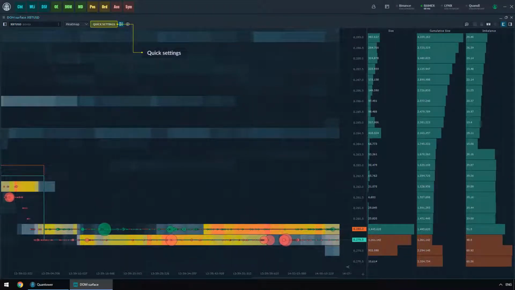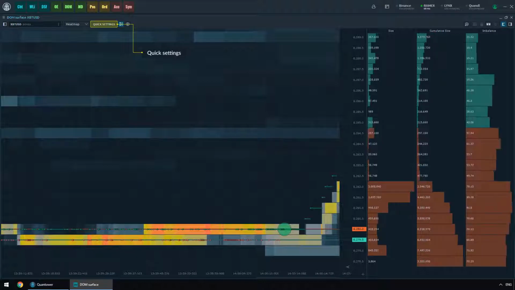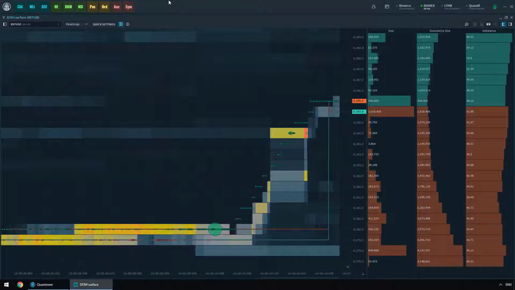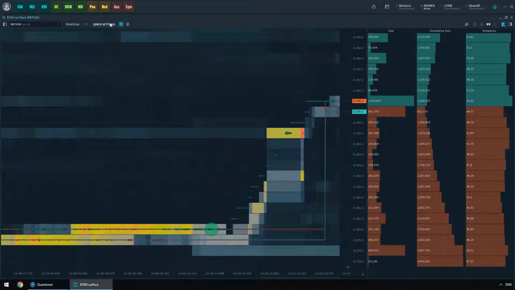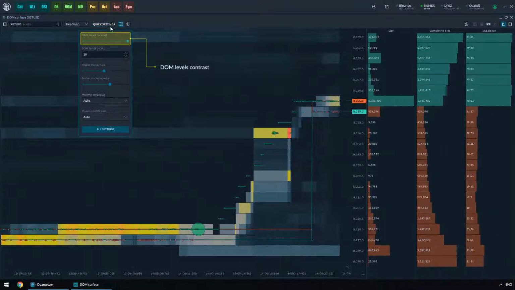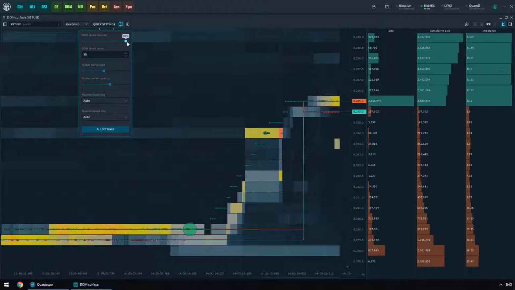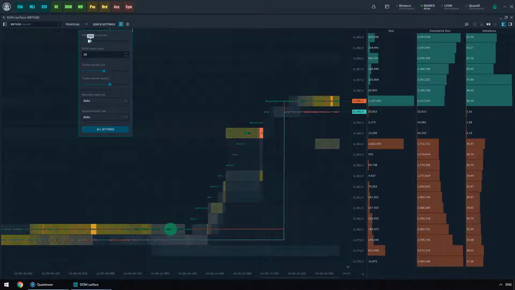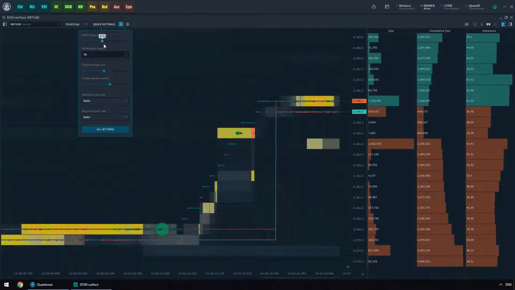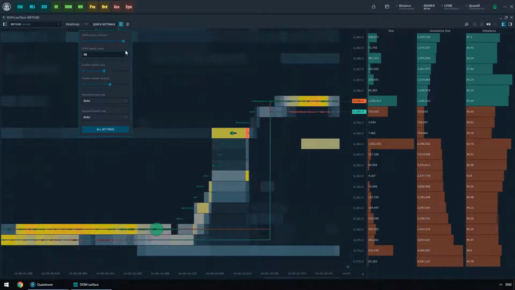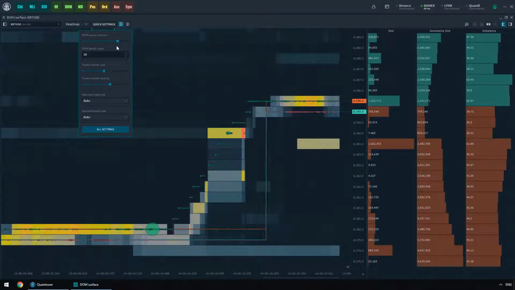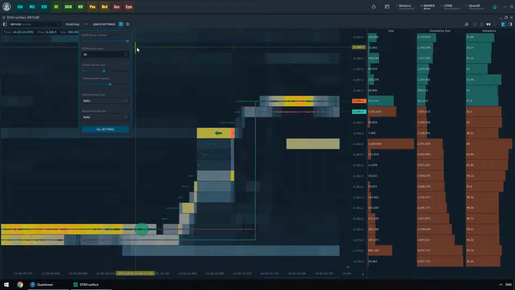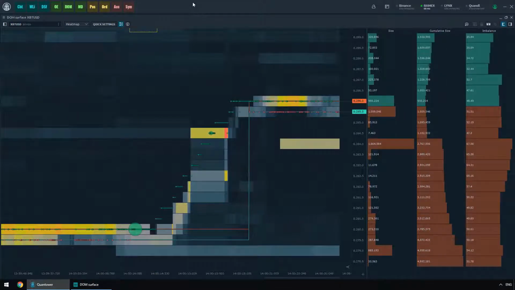The quick settings block allows you to manage the most commonly used options of a DOM Surface panel. Let's go through each of them. The DOM levels contrast. This setting allows you to control the contrast of the gradient of price levels. The maximal position means that the largest number of price levels will be displayed on the chart. As the contrast value decreases, some levels will become hidden, leaving only ones with the largest volume. This setting allows you to easily focus on really significant levels, discarding all the price noise.